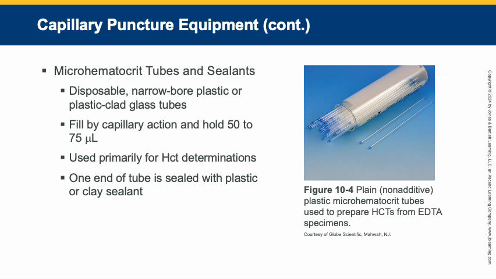Microhematocrit tubes are disposable, narrow-bore plastic or plastic-clad glass capillary tubes that fill by capillary action, and they typically hold 50 to 75 microliters of blood. They are used primarily for manual hematocrits, also called packed cell volume determinations. The tubes come coated with ammonium or sodium heparin for collecting hematocrit tubes directly from a capillary puncture, or non-additive to be used when a hematocrit is prepared using blood from a lavender top EDTA tube.